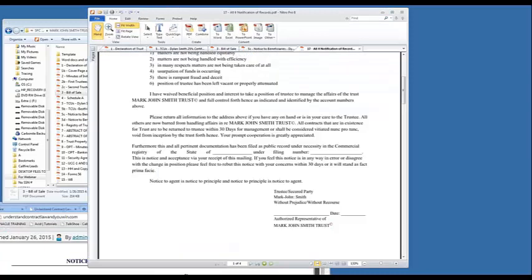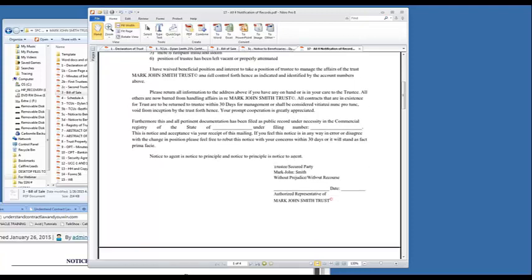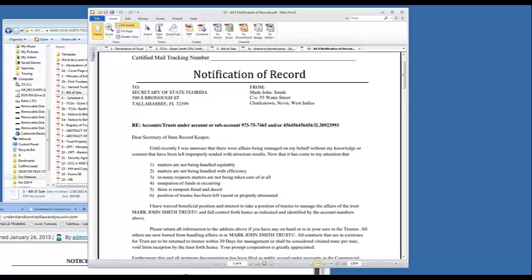For some reason this thing keeps popping up. All right. This is a notice and acceptance via your receipt of this mailing. If you feel this notice is in any way in error or disagree with the change in position, please feel free to rebut this notice with your concerns within 30 days, or it will stand as fact prima facie. Notice to agent, notice to principal, notice to principal is notice to agent. Trustee, secured party, Mark John of the Smith family, without prejudice, recourse, authorized representative, Mark John Smith Trust. So there's duplicate copies in here.